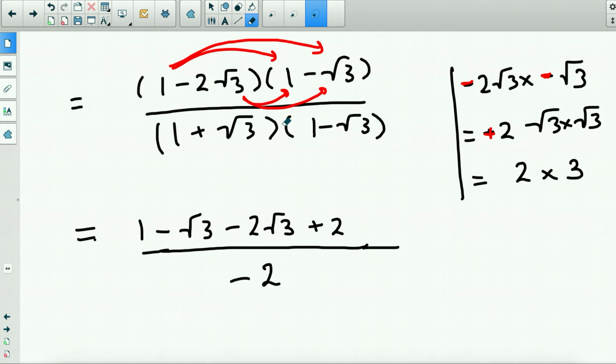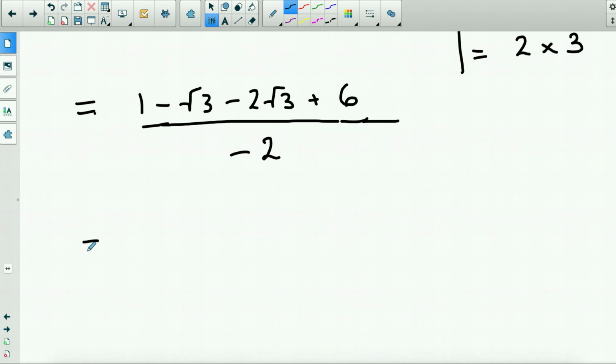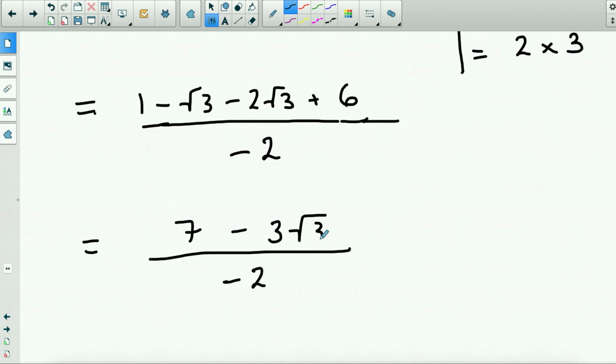So you end up with a 6 as the last term. And then we simplify this using all the properties we've used before. So you have collecting the like terms, so 1 plus 6, that's a 7, and then negative square root of 3 minus 2 square root of 3. So you end up with negative 3 square root of 3.